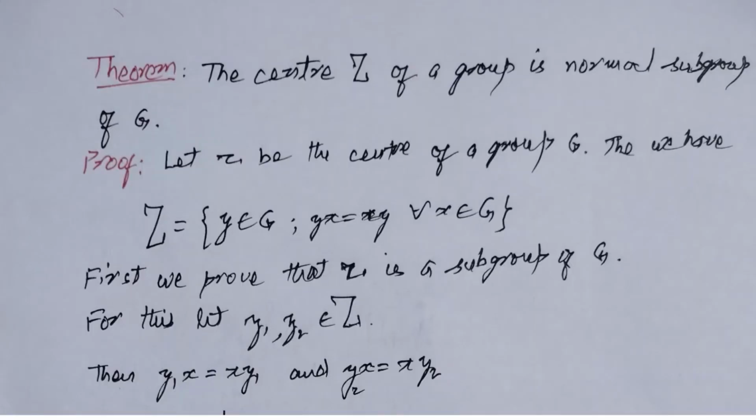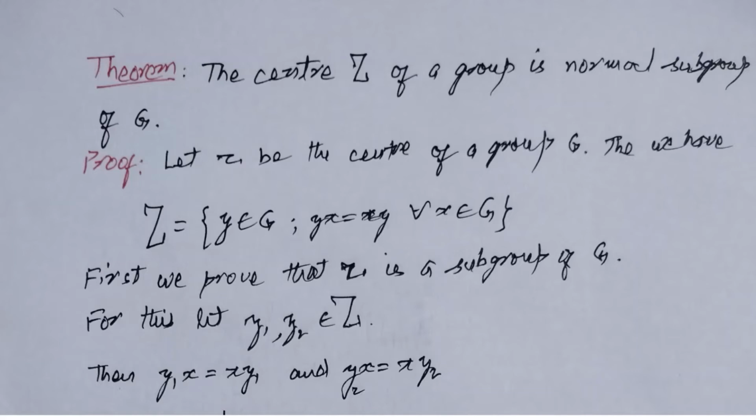Now, we discuss an important theorem of the center Z. The theorem is: the center Z of a group G is a normal subgroup of G. Proof. Let z, a small z, be an element of the group and capital Z be the center of the group G.